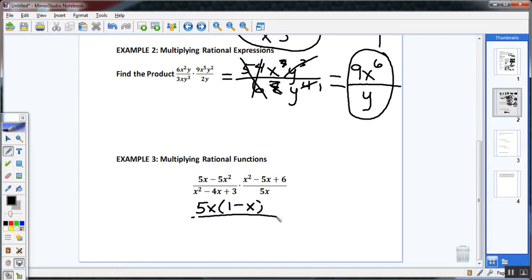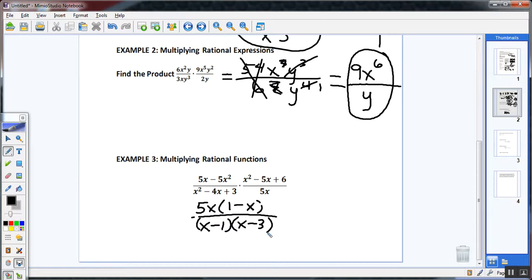How about negative 1 and negative 3? Does that work? Yeah. What's negative 1 times negative 3? What's negative 1 plus negative 3? So on this bottom left, do you agree that this factors into x minus 1 and x minus 3? Would you agree with that?